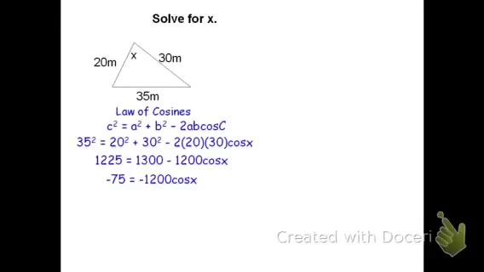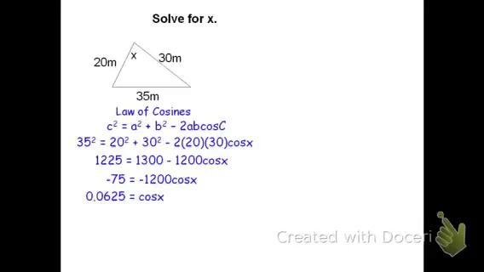If I do that, I get negative 75 equals negative 1,200 cosine of x. That's negative 1,200 times the cosine of x. To finish, I'm going to divide both sides by negative 1,200, and I get that 0.0625 equals the cosine of x.